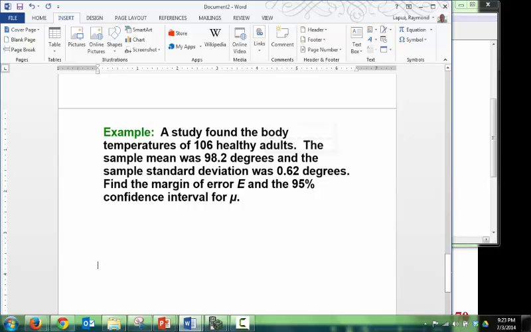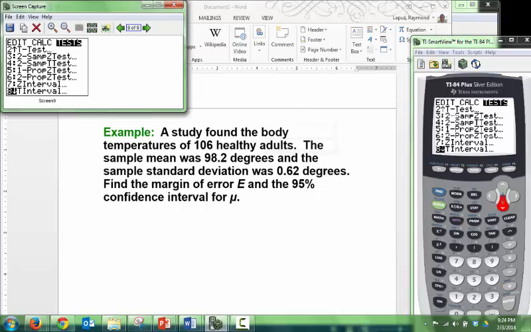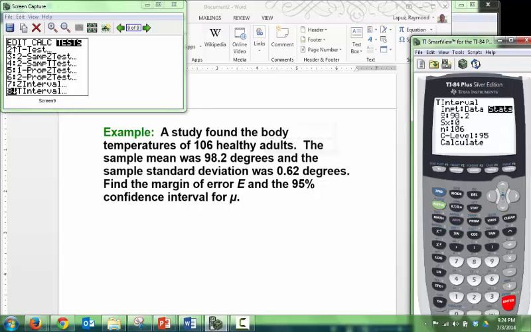So let's suppose this is our problem, and then we just want to bust it out with a calculator. So let's take our calculator, and guess where we're going to go? Stat, Tests, Confidence interval. Now the one before that we went to the z interval. This time we're going to go to the t interval. So t interval, and go ahead and press enter.